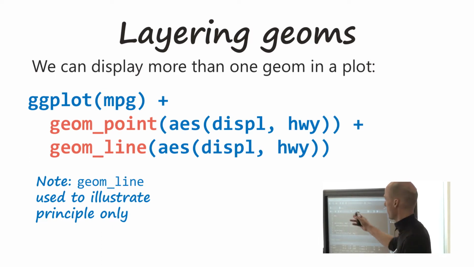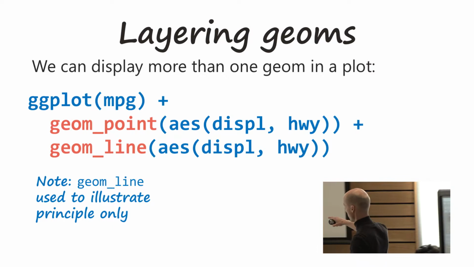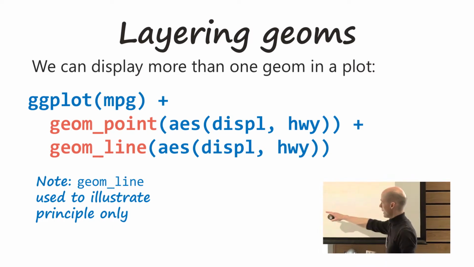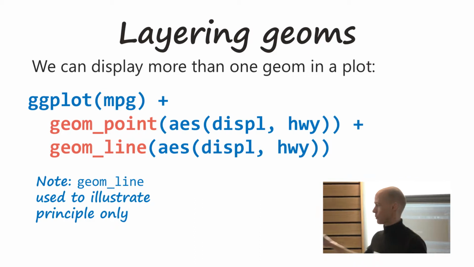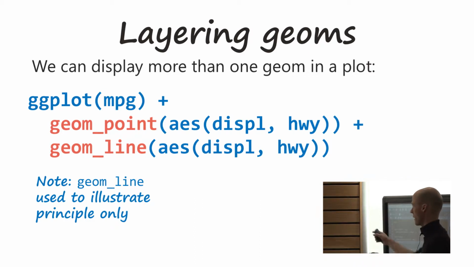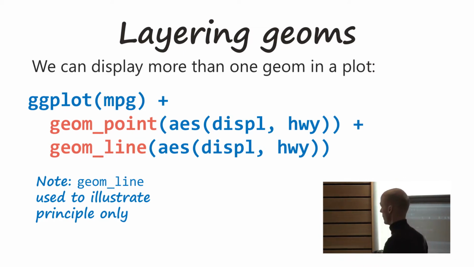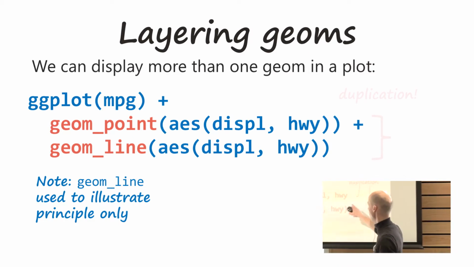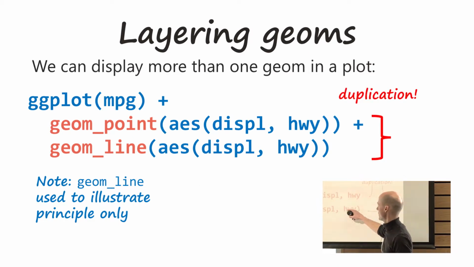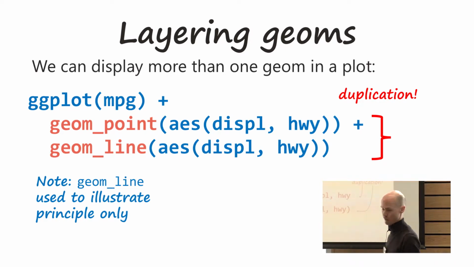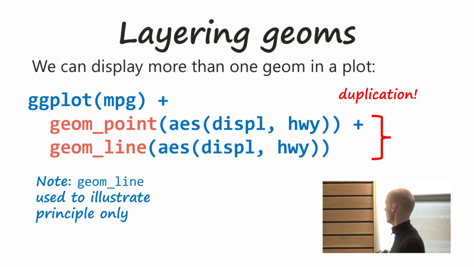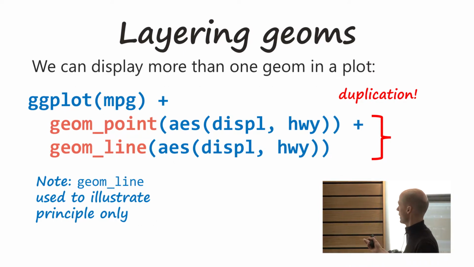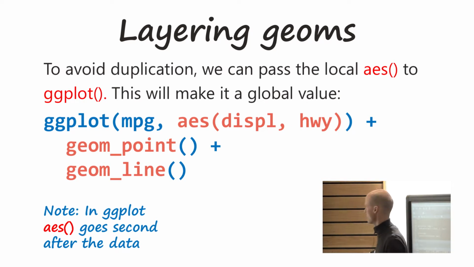We just do that by adding a plus at the end of our point line and adding another geom, and that will add, for instance, a line between points, if you get your command right. This command doesn't make sense because it just joins up all the dots if you were to run it. Using this style, we'll get some duplication. We'd have to type this twice. And we want to avoid that in coding because if we change anything, we'd have to edit it twice rather than once. So to avoid duplication, we pass what was local here.